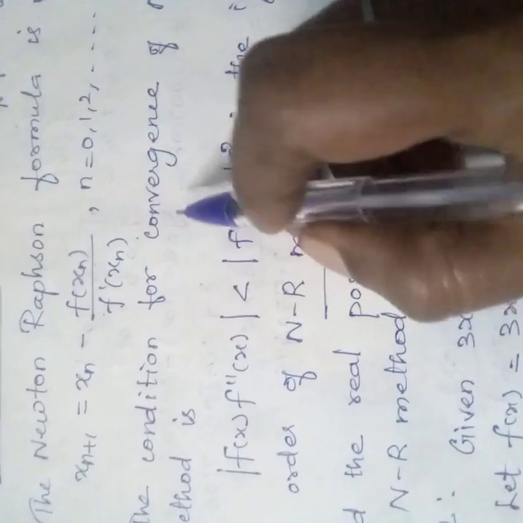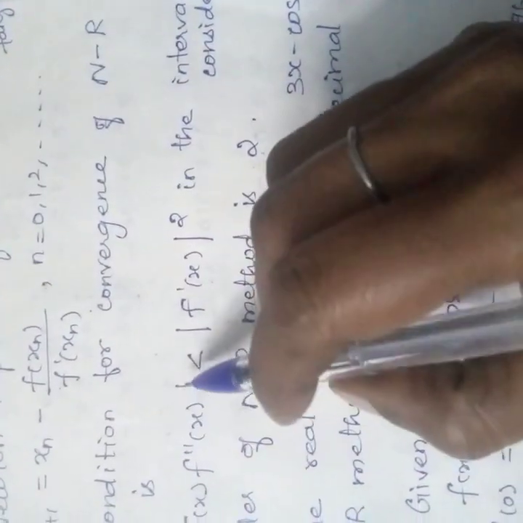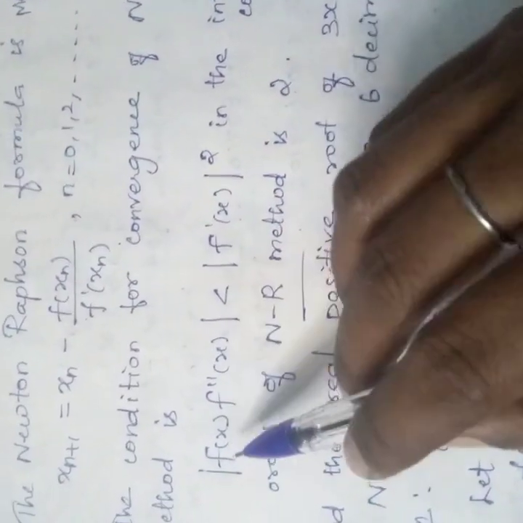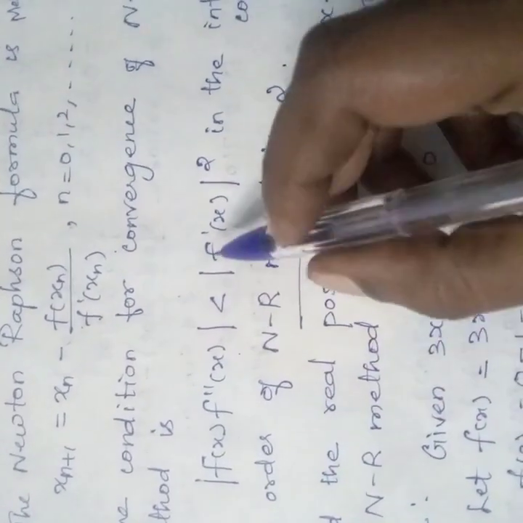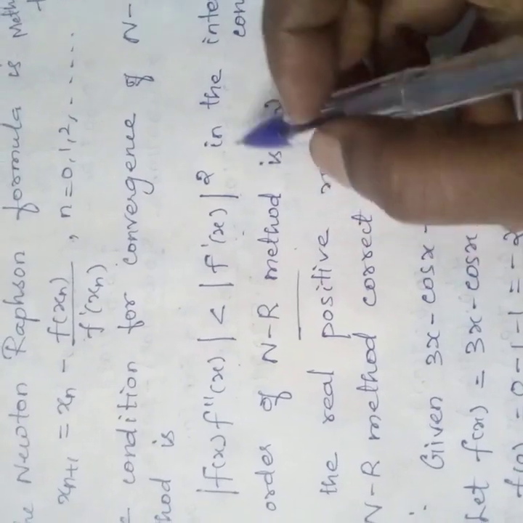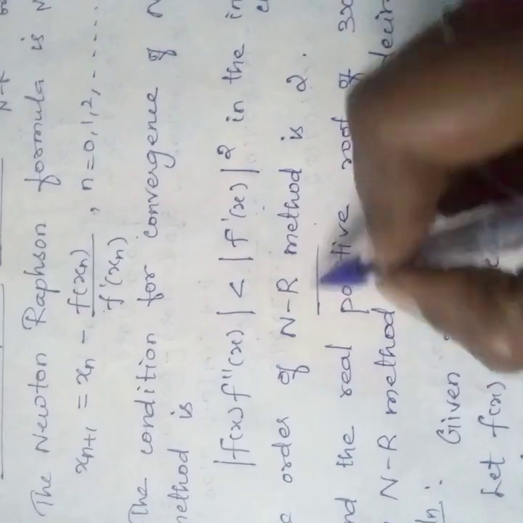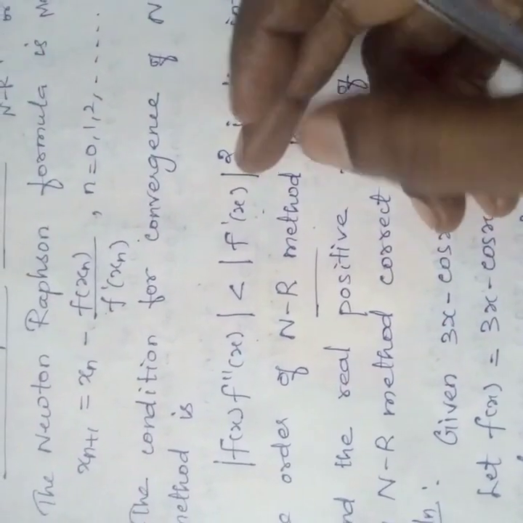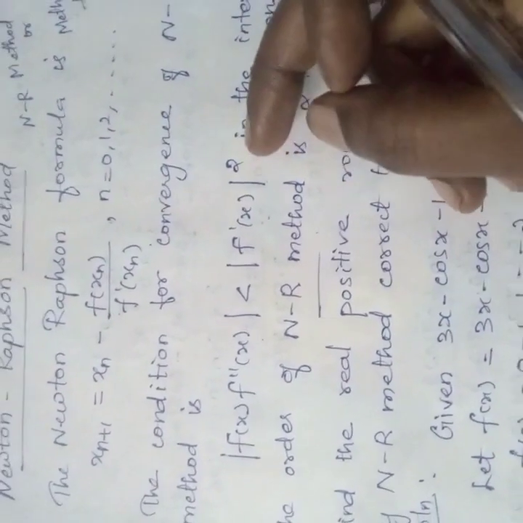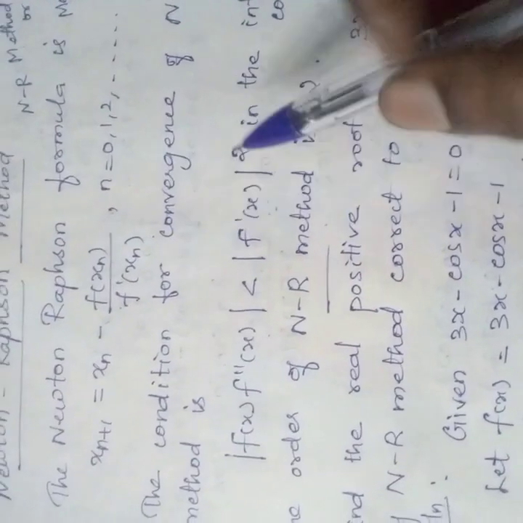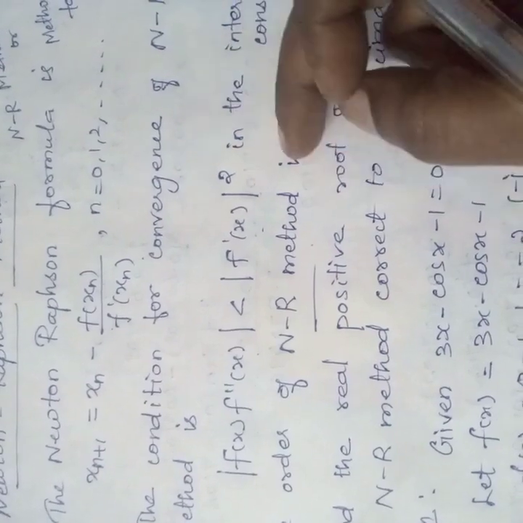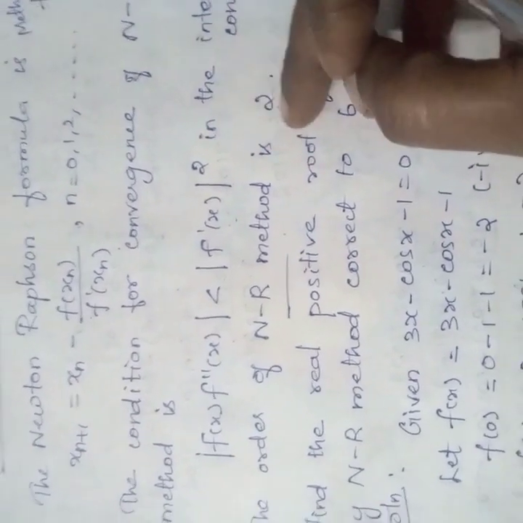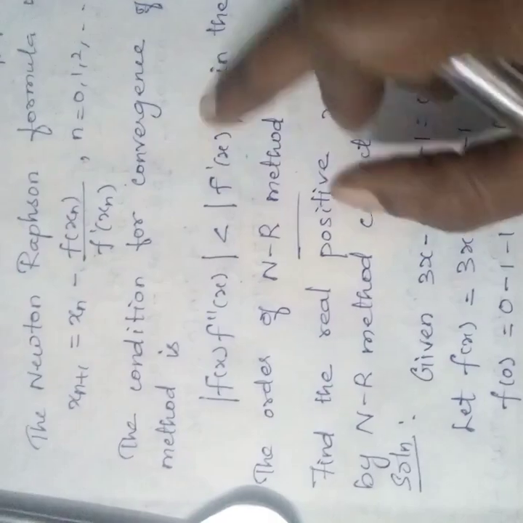Next, the condition for convergence of Newton Raphson method, 2 mark. The condition is modulus of f of x times f double dash of x is less than modulus of f dash of x, the whole square, in the interval considered, and the order of Newton Raphson method is 2. These are all important 2 marks. It may be asked in the university exams what is the order and condition for convergence of Newton Raphson method. So you should write both. The order is 2 and the condition is this one.